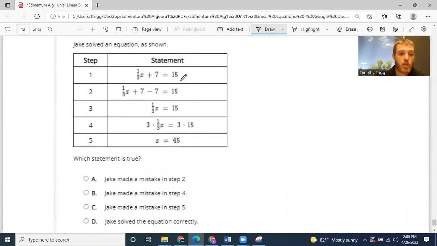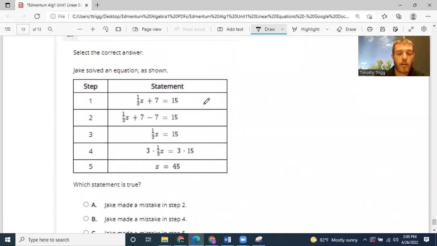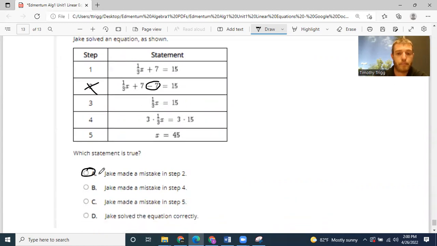Jake solved the equation as shown. So we need to find if he made a mistake or not. I can already see the mistake. Hope you can too. Looking at this first step, what would I do first to solve for x? Well, I would subtract 7 on both sides of the equation. You see that? But Jake didn't do that. He subtracted 7 on one side, but he neglected to do it on the other side. So that's wrong. So in step 2, he made a mistake.